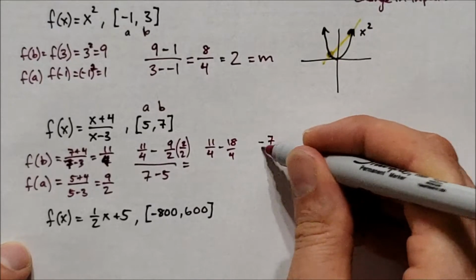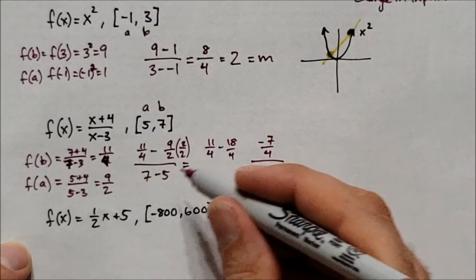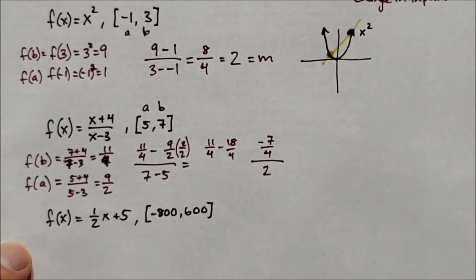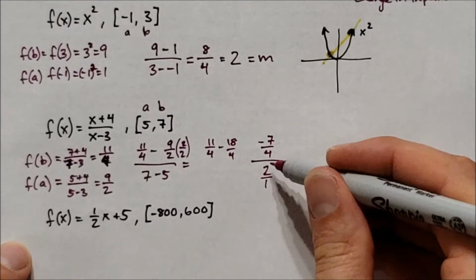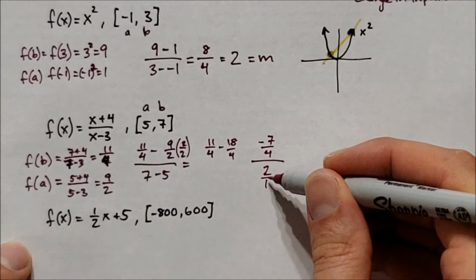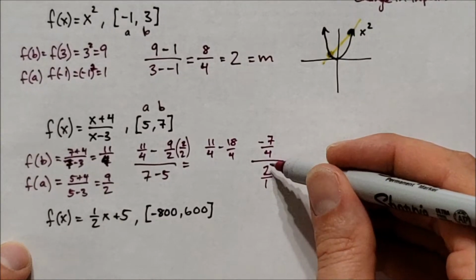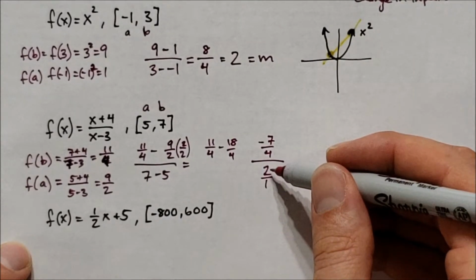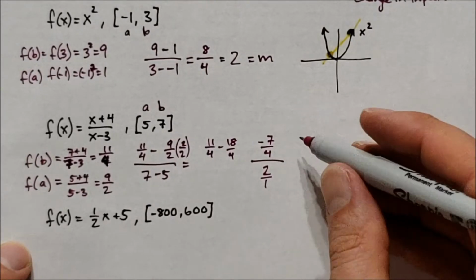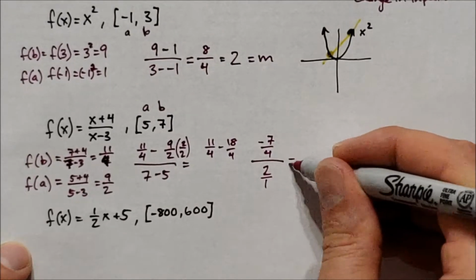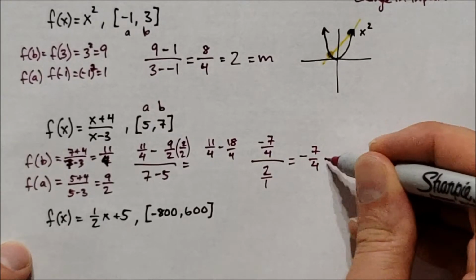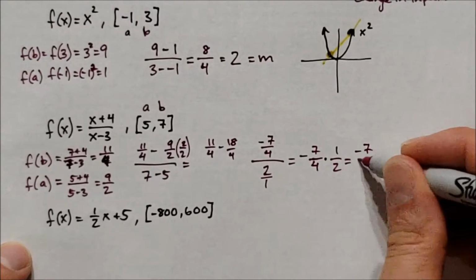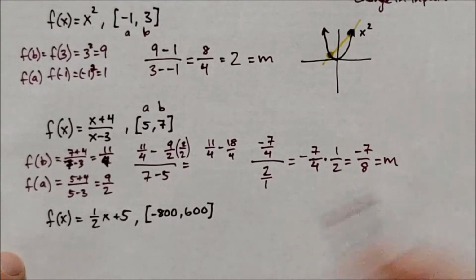So negative 7 fourths divided by 7 minus 5, which is 2. I don't like fractions in fractions, so let's make this 2 over 1. How do we take this fraction to divide by that fraction? Anytime we divide by fractions, we have to change it to multiplication and multiply by the reciprocal of that divisor. So this is the same as negative 7 fourths times the reciprocal of this, 1 over 2, which is negative 7 eighths, and that's our slope.